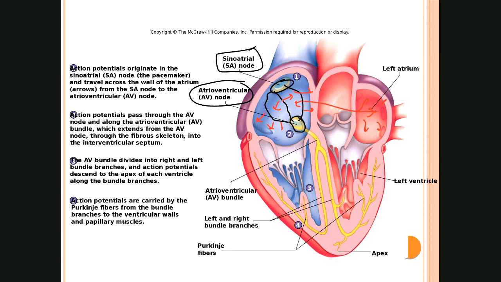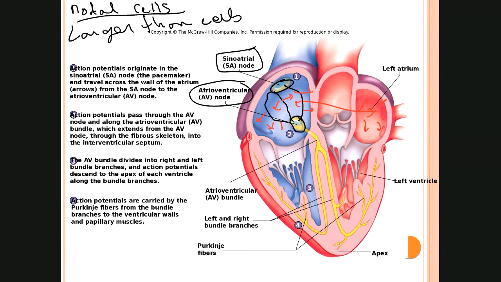These nodal cells are very important, and they are somewhat different from the contractile cardiac muscle cells. First of all, nodal cells are larger than contractile cells, so these action potentials travel very quickly through them. They are in charge of delivering the action potentials to the other cells that are going to actually contract, the contractile cells.